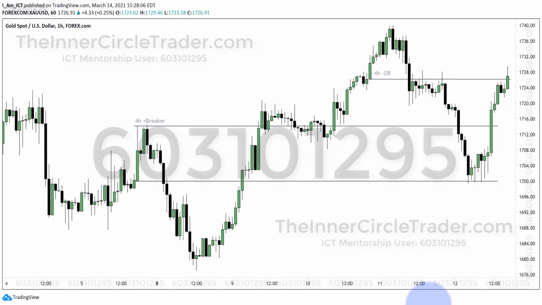On the hourly chart, you can start to see a little bit more detail. All I did was keep the levels here and keep the frame of reference in view. This is the 4-hour order block, but now it's broken up over multiple candles.